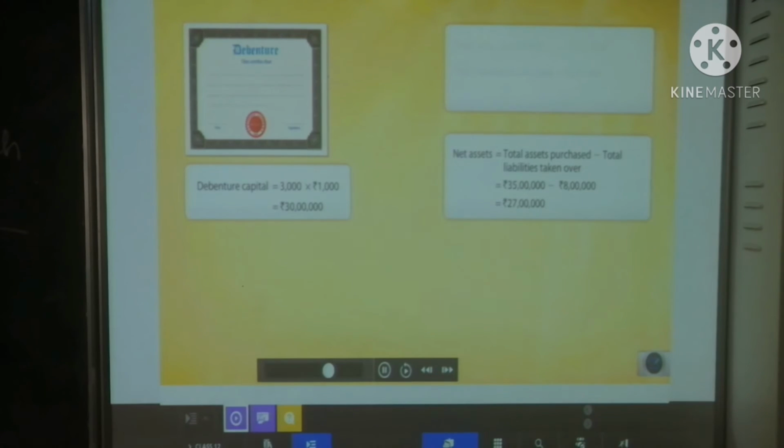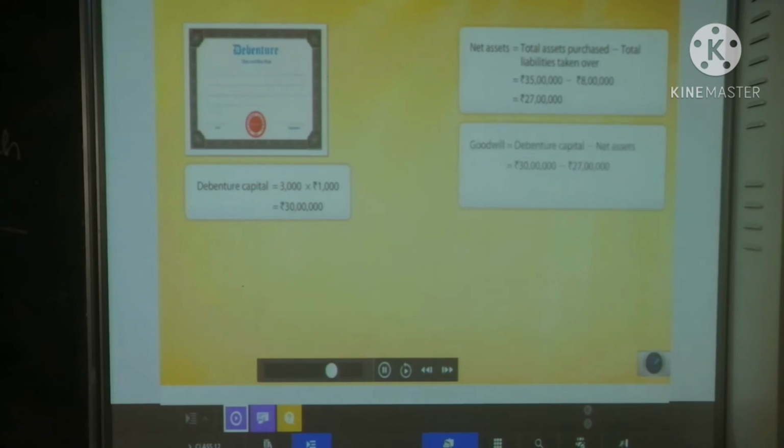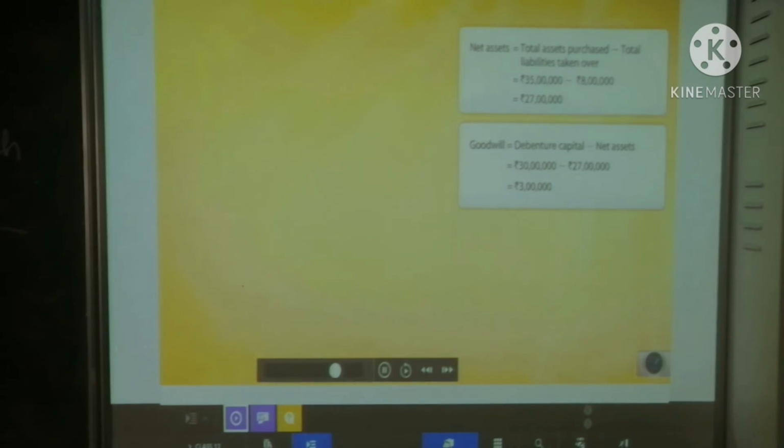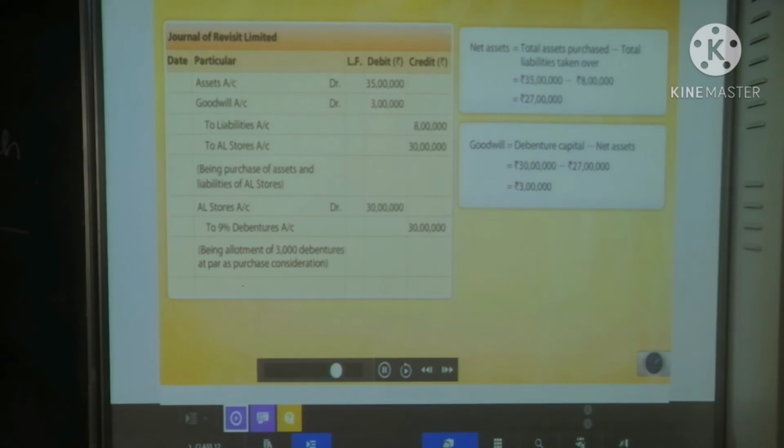When the whole business is taken over and the value of debentures issued is greater than the value of net assets, the difference is treated as the value of goodwill. In this situation, the goodwill is 3 lakh rupees. Since goodwill is an asset, it is recorded along with other assets in the first journal entry for purchase of assets and liabilities taken over.